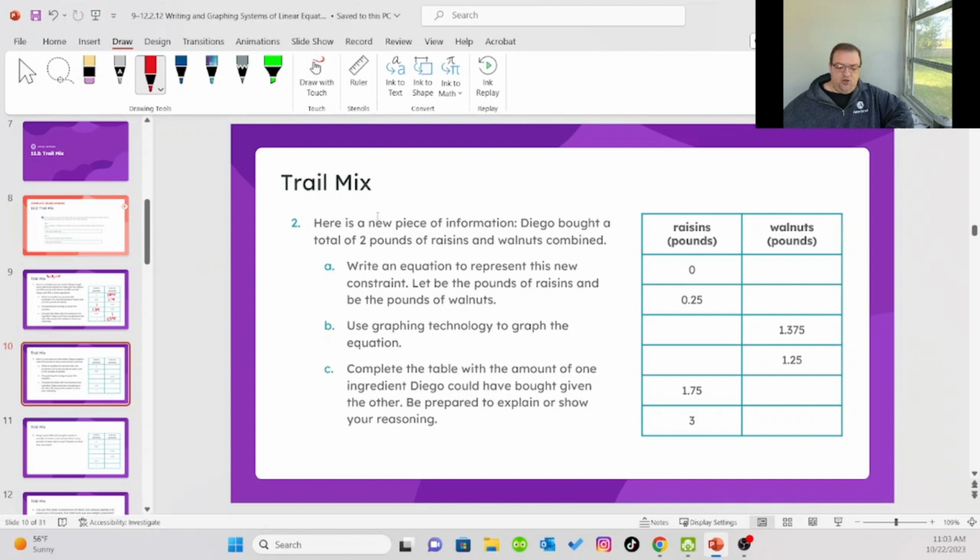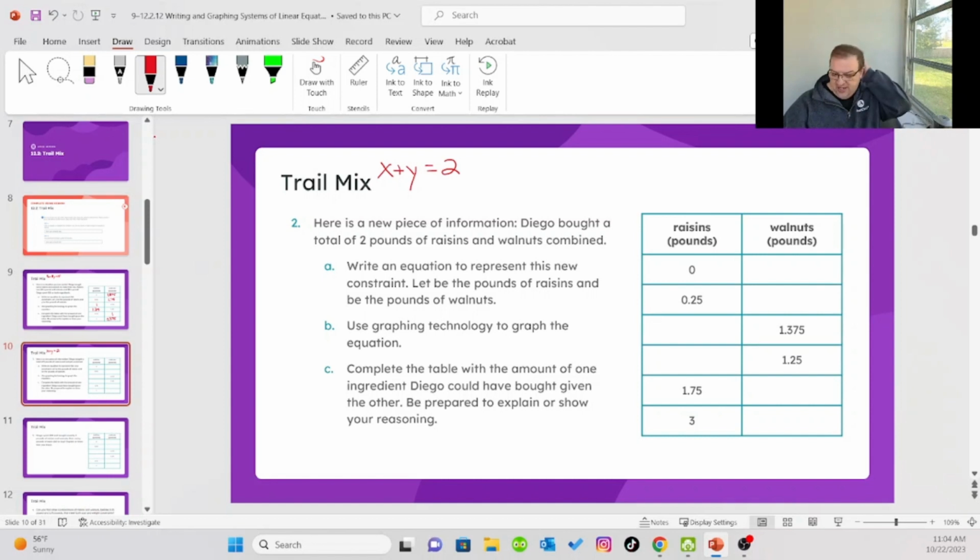Here is a new piece of information. Diego bought a total of 2 pounds of raisins and walnuts combined. Write an equation to represent this new constraint. So now, if my raisins are x and my almonds are y, the pounds must equal 2.